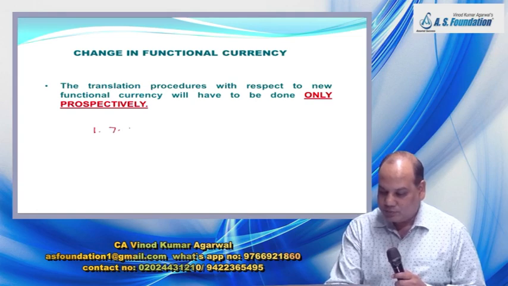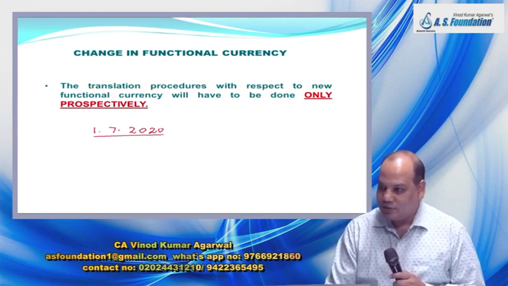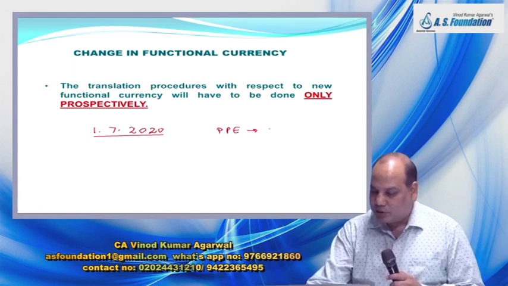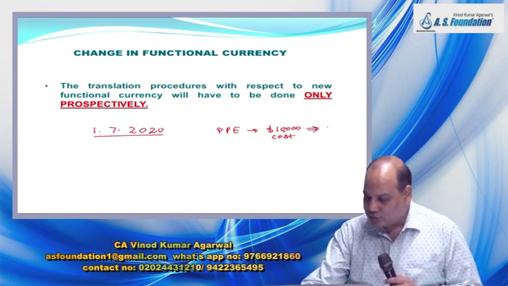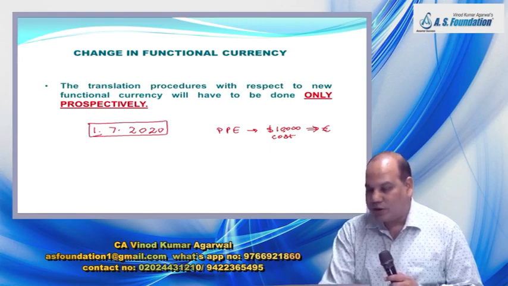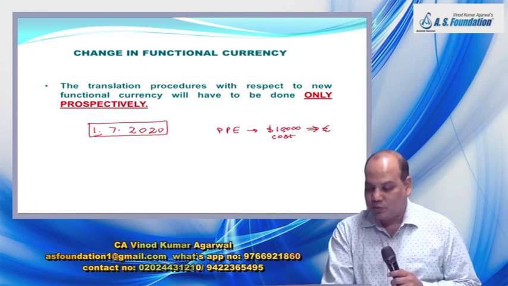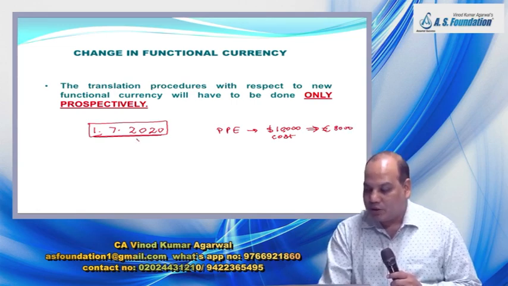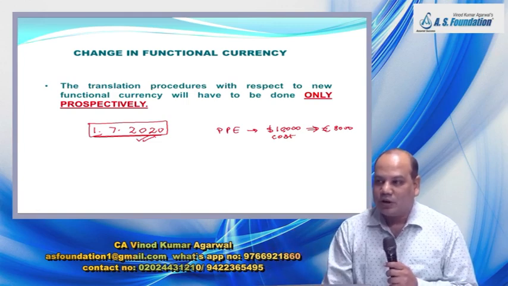Suppose the date of change of functional currency is 1st July 2020. Is it right? And there is some property, plant, equipment item. This property, plant, equipment item was earlier valued at 10,000. It was valued using cost model. So it is appearing at 10,000. Now you convert into euro on this date, using this date rate, not the rate when the asset was purchased. That is the meaning of: you will not give retrospective effect. Today what is the rate? Apply that. And let us say this becomes, for example, 8,000 euro, applying the rate of exchange on the date of change, not the date when the asset was acquired.